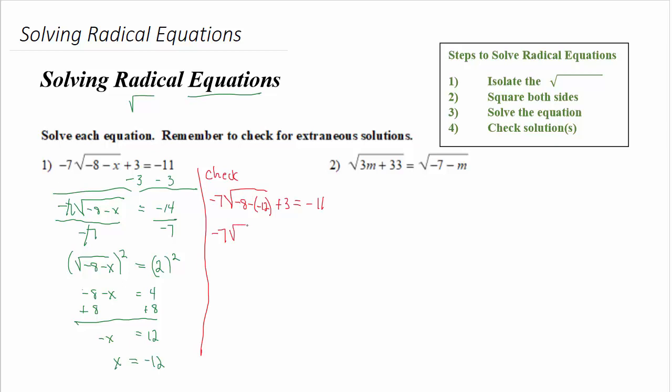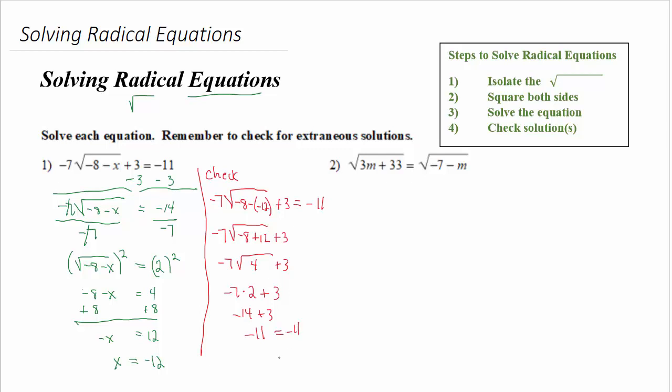So negative 7 times the square root of negative 8 plus 12, plus 3. Negative 8 plus 12 is 4, so negative 7 times the square root of 4, plus 3. The square root of 4 is 2, so negative 7 times 2, plus 3. Negative 7 times 2 is negative 14, plus 3, which is negative 11. And isn't that what we wanted it to equal?